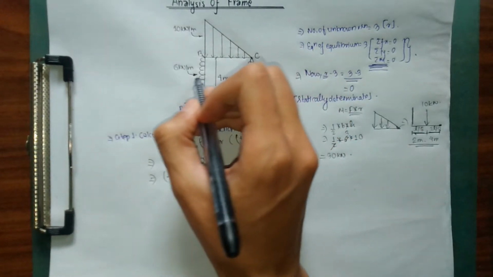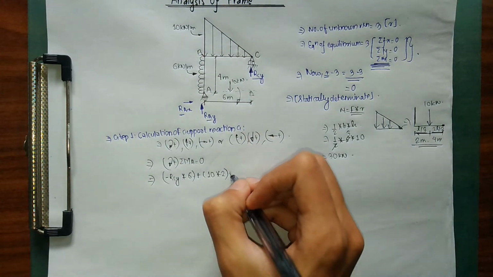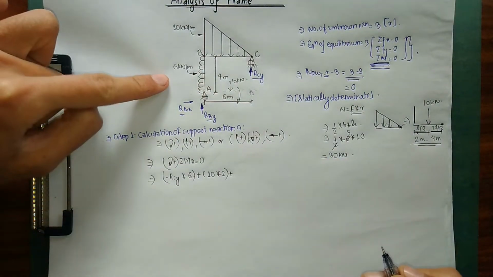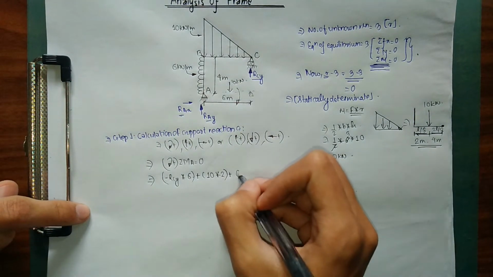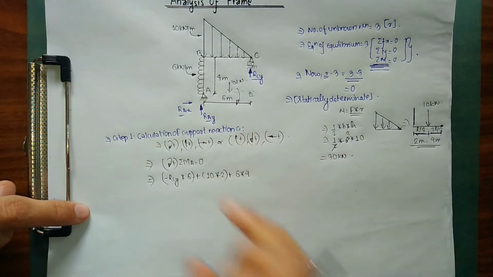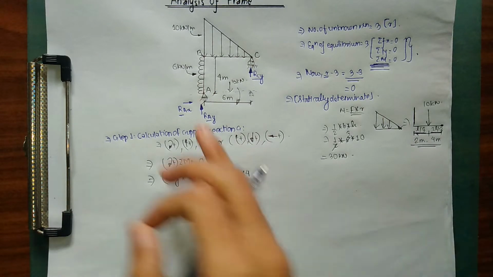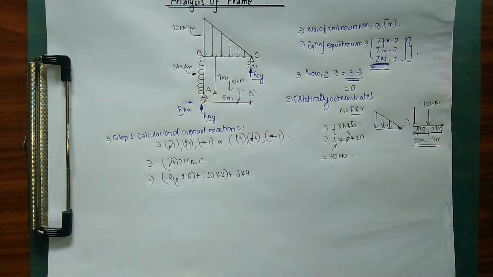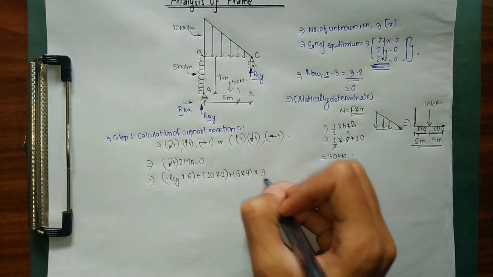Now we are going to go for our UDL. To convert our UDL into a point load, we simply multiply our UDL over the span it is acting. So 6 into 4, which means 24 kilonewton, and our UDL will always act at the half of its span. The span is 4 meters, so it will act at a distance of 4 by 2.